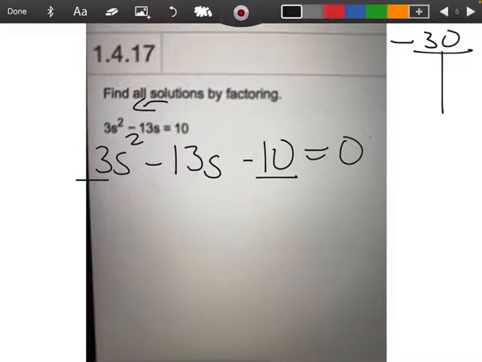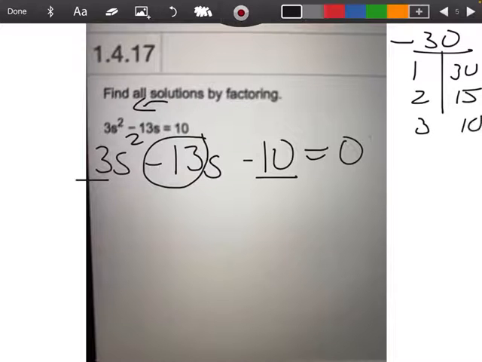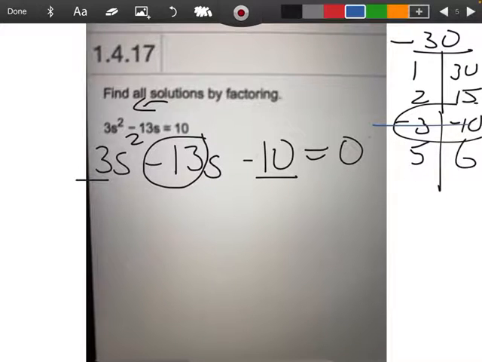Now, I'm going to look for two numbers that multiply to negative 30, but when I add them up, I get a negative 13. The numbers that multiply to 30 are 1 and 30, 2 and 15, 3 and 10, and 5 and 6. I might be tempted to use 3 and 10 and make them both negative to get my negative 13, but then I wouldn't get a negative 30, I'd get a positive 30. So I don't want to use those numbers.